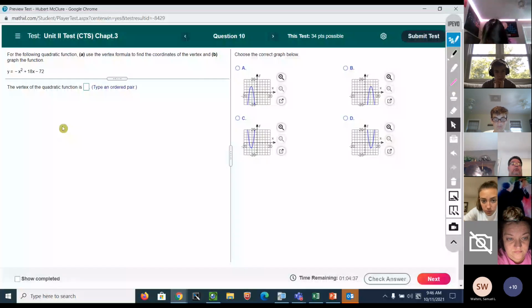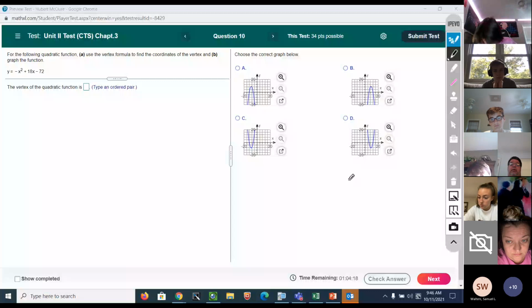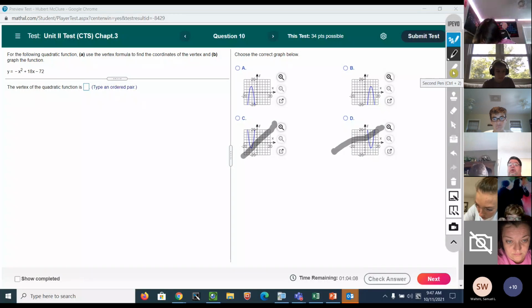All right, for the following quadratic function, use the vertex formula to find the coordinates of the vertex. Now, I would use complete the square here, but somebody tell me which one it's not. I'm going to use my deduction here. Which one is it not? C or D? It's not C, and it's not D. Good job. So I'm going to use complete the square because all they want is the vertex. So that's not a big deal with complete the square. So here we go.